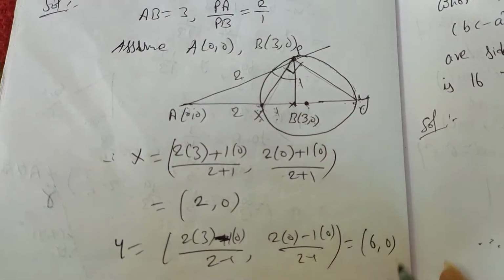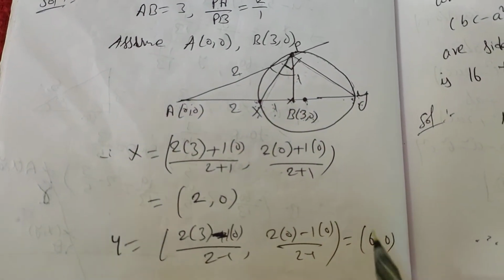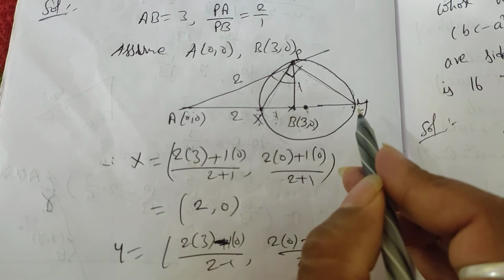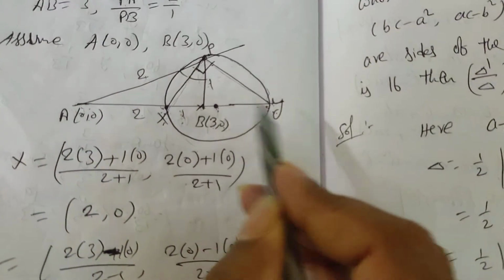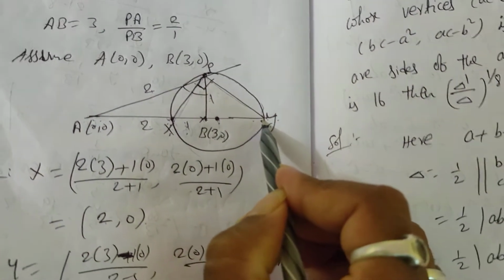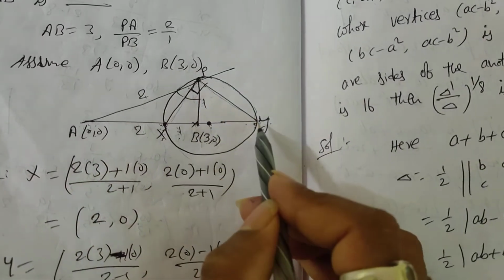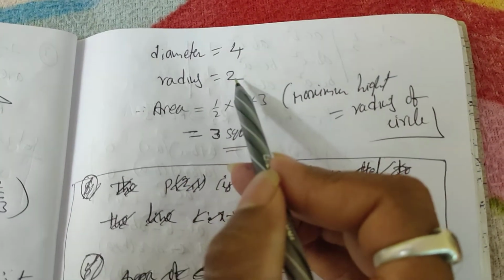Now we have X is equal to (2, 0) and Y is equal to (6, 0). So the distance between X and Y is nothing but the diameter. Since (2, 0) and (6, 0) are on the x-axis only, the distance becomes 4. So no need to apply the distance formula also. So XY is equal to 4, that is the diameter. Then the radius is equal to half of that 4, that is 2.